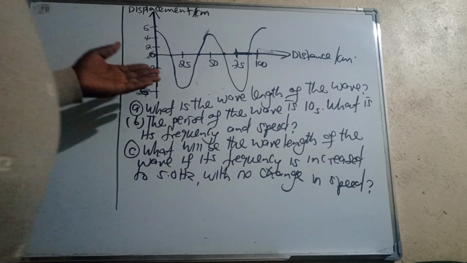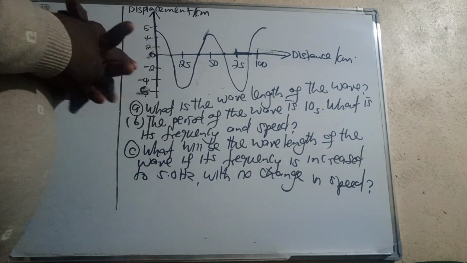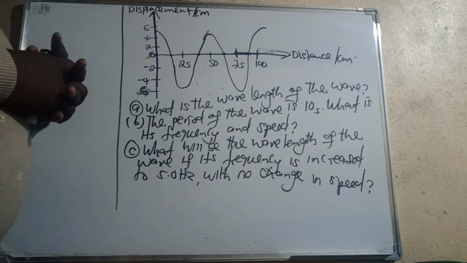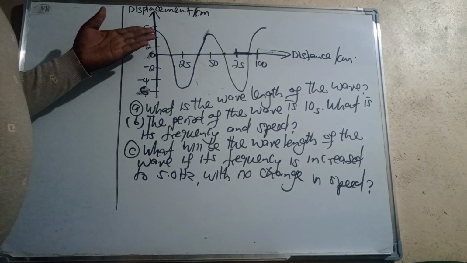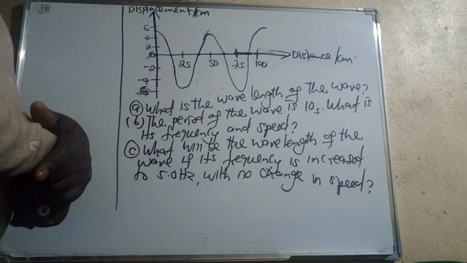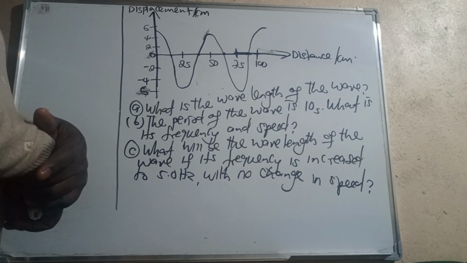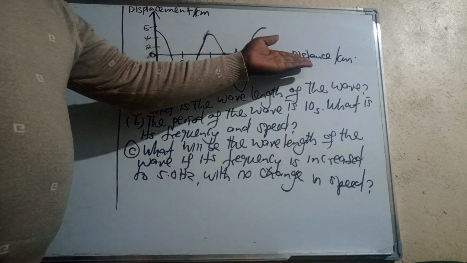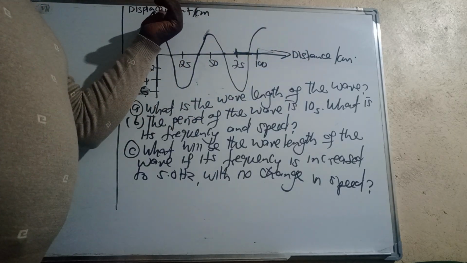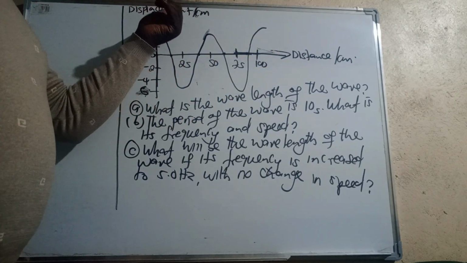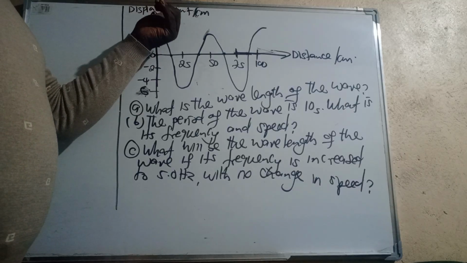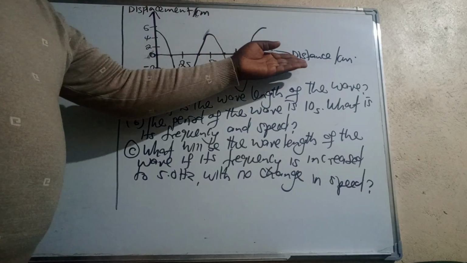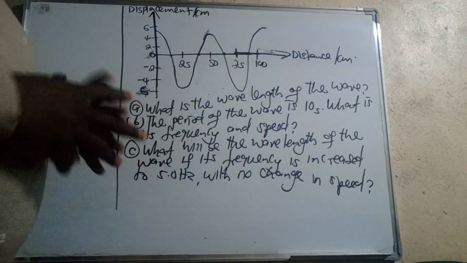This is a physics question on waves. The diagram below shows the movement of the wave, which is the distance here, and also the displacement. Displacement is the distance moved in a specific or particular direction. Then we have a distance here, which is the length between two points.